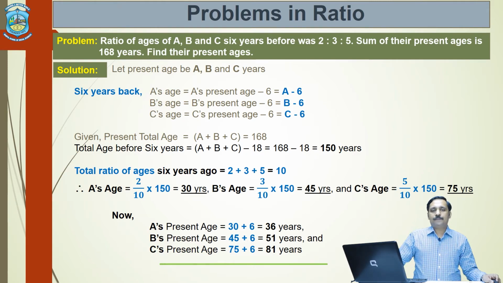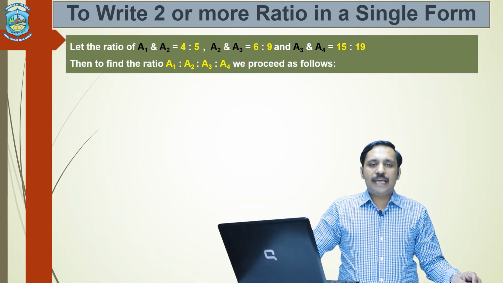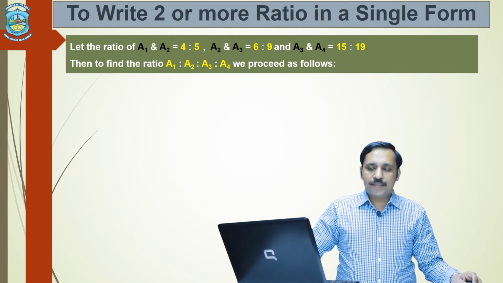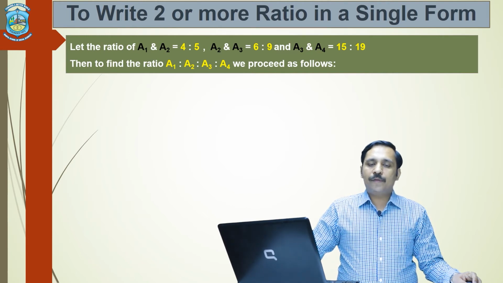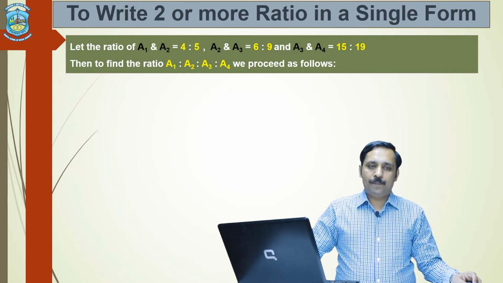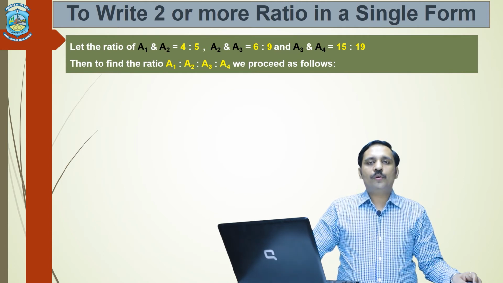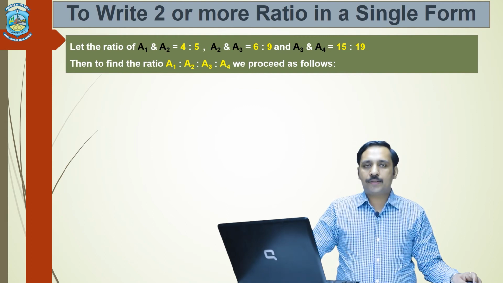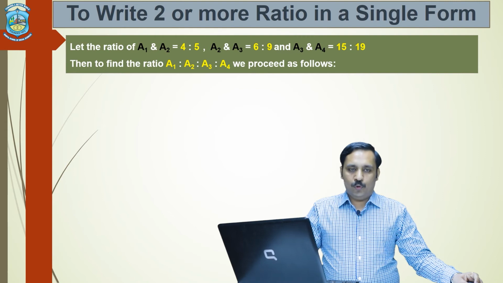The next type of important problems is to write two or more ratios in a single form. This is very important because most of the real world problems deal with this. So here let us take an example. We have the ratio A1 is to A2 as 4 is to 5, A2 is to A3 as 6 is to 9, and A3 is to A4 as 15 is to 19. Then we have to find the ratio A1 is to A2 is to A3 is to A4, that is a continuous ratio. So we proceed as follows.